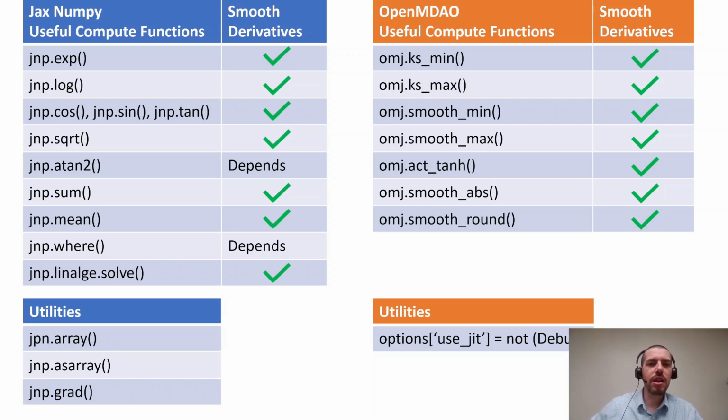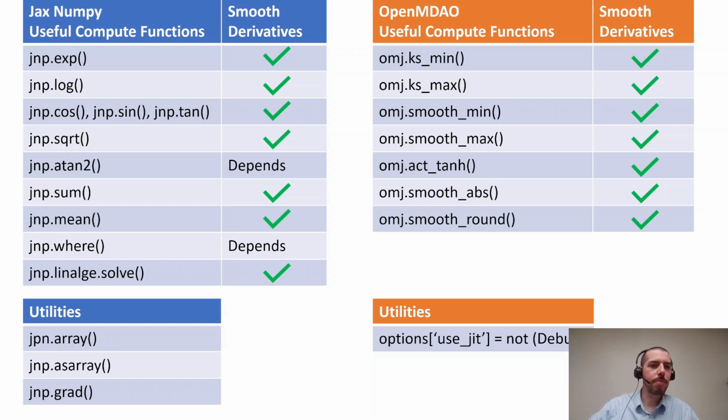As you can see, a lot of these are smooth and have smooth derivatives, but some of them, like atan2, are discontinuous depending on the inputs. Both atan2 and jnp.where can be discontinuous, and so you have to be cautious. If you have a lot of those in your code, maybe you're going to be stepping over that discontinuous point a lot, and that may cause your optimizers some problems.